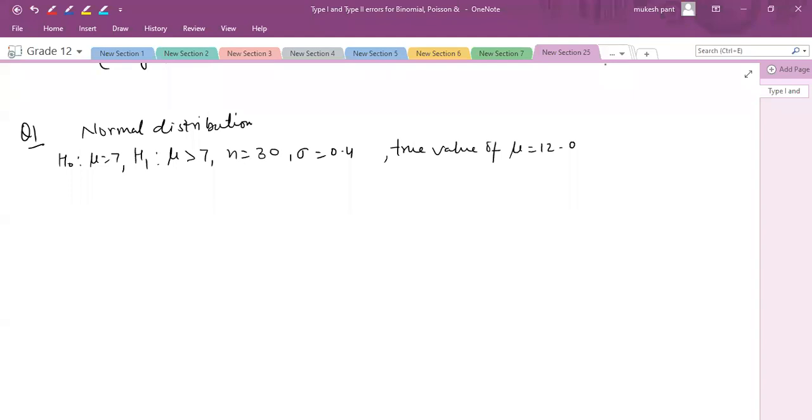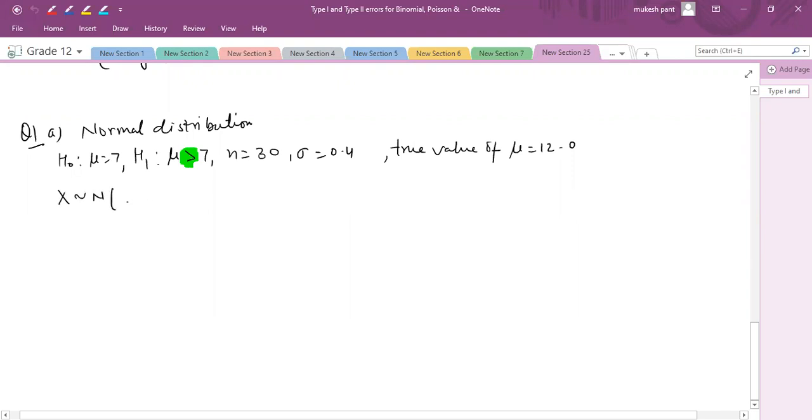This is a question from normal distribution. Here in the null hypothesis the mean equals 7. In the alternative hypothesis the mean is greater than 7. We have the number of trials, n equals 30. Standard deviation is 0.4.